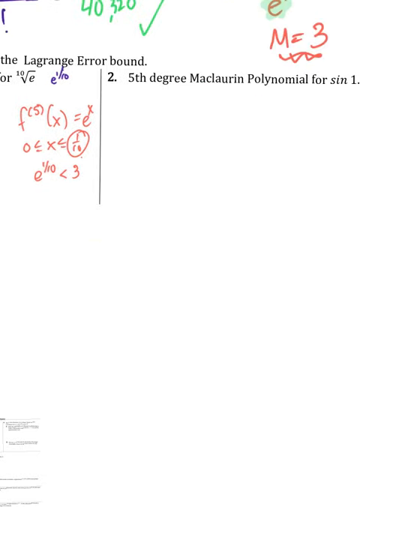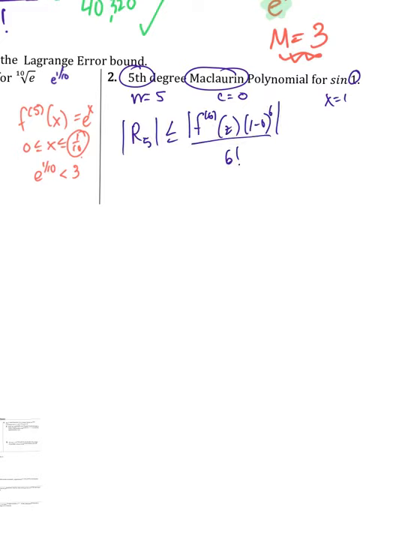We're going to use Lagrange error bound for a 5th degree Maclaurin polynomial for sine of 1. So why don't you go ahead and identify all of the information that we know. Don't try and find M quite yet, or maybe if you really want to challenge yourself, you can, but go ahead and pause the video and identify what we know based on the problem. So here we know that n is 5. Maclaurin means that c is 0. We're approximating sine of 1, which means that x is equal to 1. Now go ahead and set up your remainder.